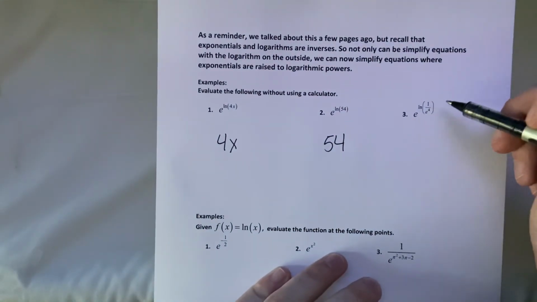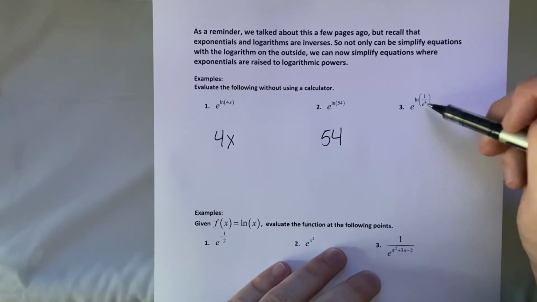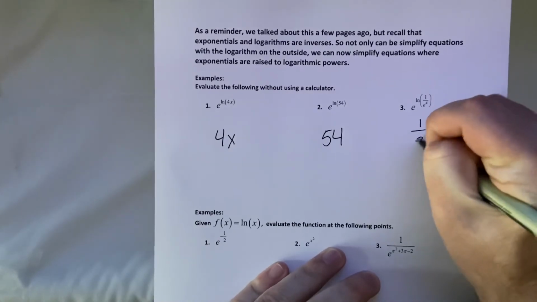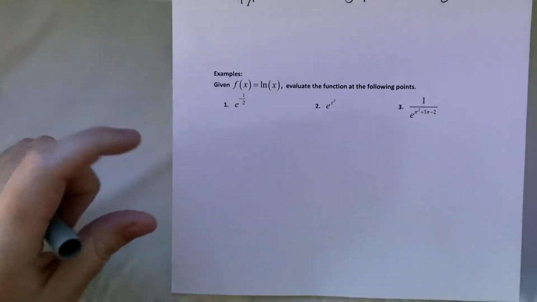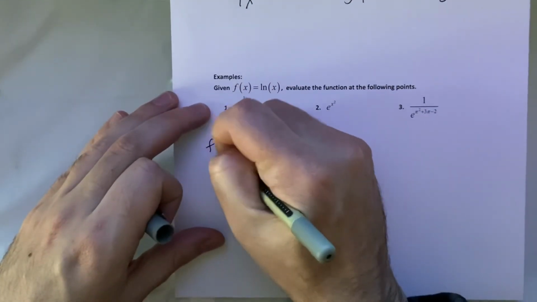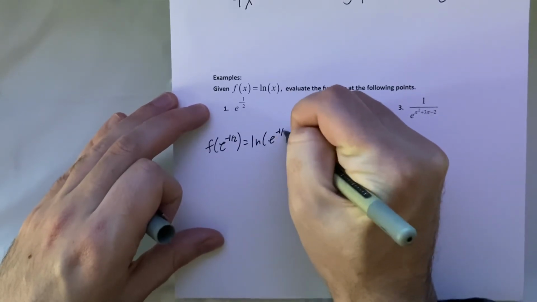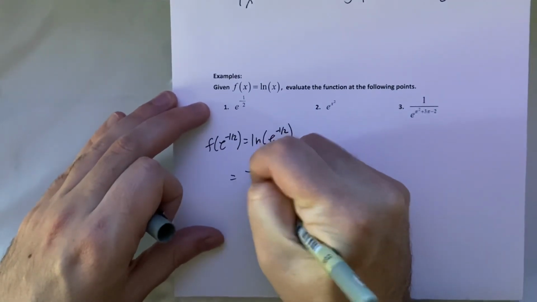E to the ln of 1 over e to the fourth, e and ln will cancel, but it doesn't cancel out all the e's, only one pair. So it's still 1 over e to the fourth. Lastly, evaluating functions, the same thing could still happen. F of x equals ln of x. So f of e to the negative 1/2 would be ln of e to the negative 1/2. And then here the ln and the e would cancel to give you negative 1/2.